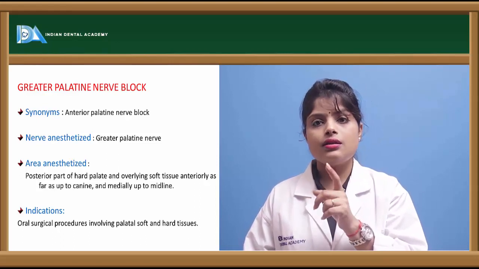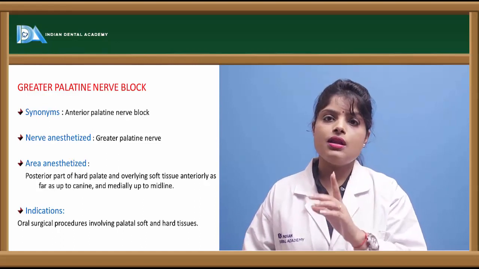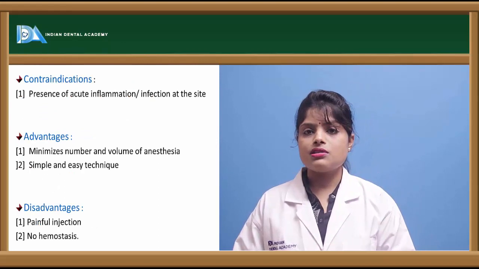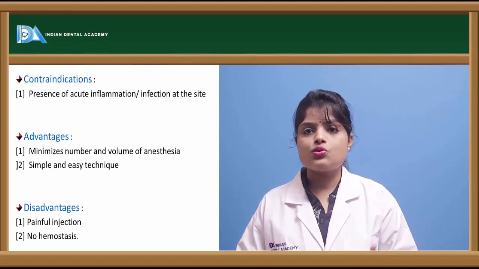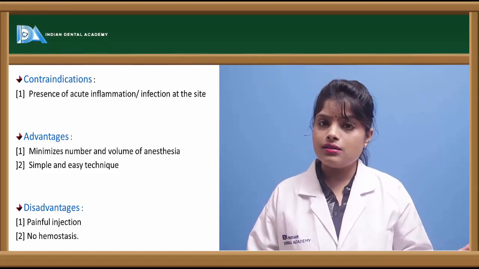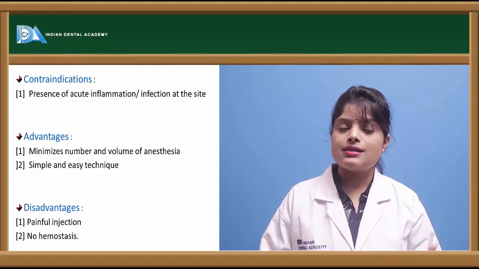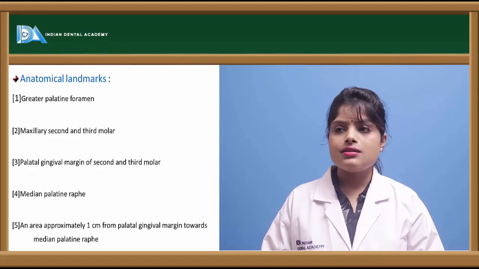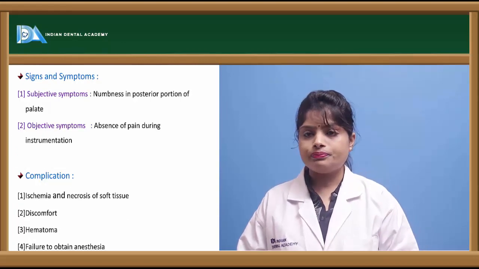So we locate the greater palatine foramen, we inject the needle if possible at an angle of 90 degrees to the palate. Sometimes there will be complications of hemostasis, necrosis, and there will be squirting back of the LA. It is a painful injection also, but there are some added advantages, that it requires fewer penetrations and less solution, and it is a simple technique. It is simple to locate the greater palatine foramen.